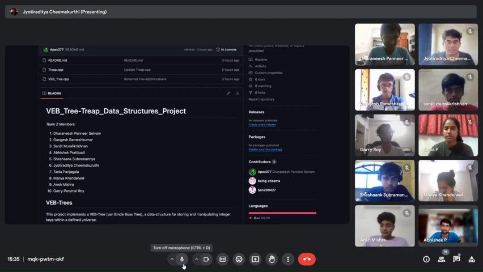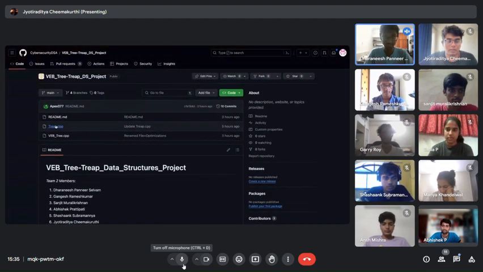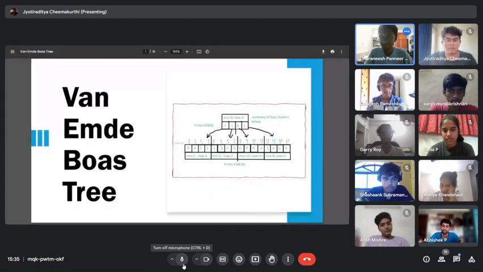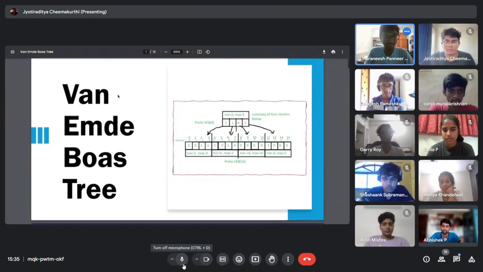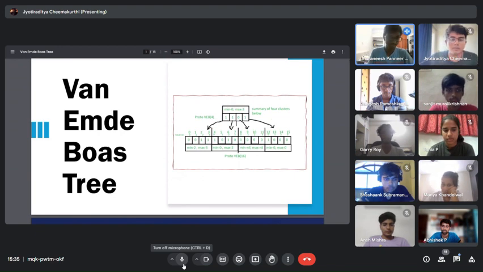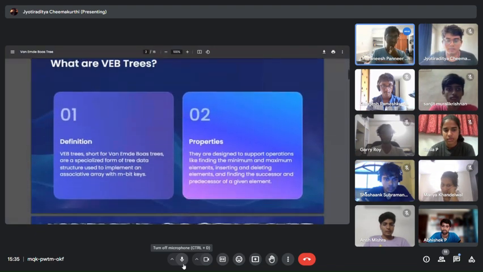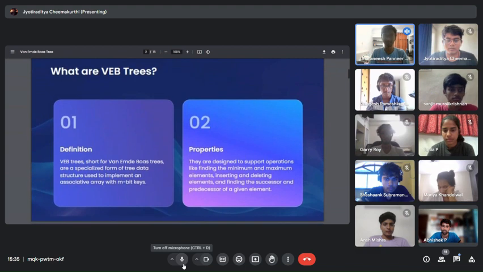Hello everyone. I'm Dharnesh and I'll be presenting the VEB tree. But before we go into the actual code behind it, let's just discuss what a VEB tree is in theory. So Ansh, can you start screen sharing? So what is a VEB tree?